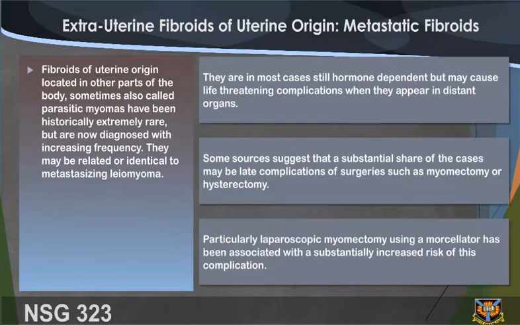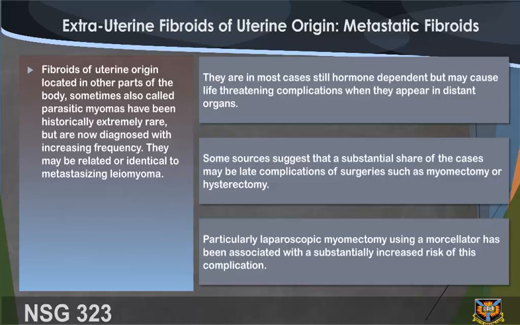Extrauterine fibroids of uterine origin, metastatic fibroids. Fibroids of uterine origin located in other parts of the body, sometimes also called parasitic myomas, have been historically extremely rare, but are now diagnosed with increasing frequency. They may be related or identical to metastasizing leiomyoma.